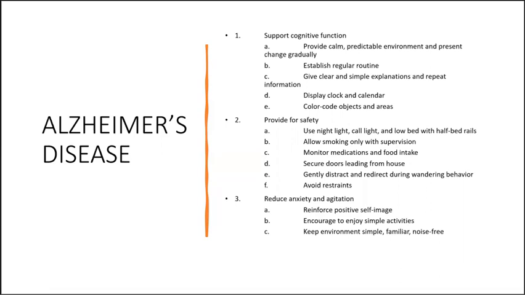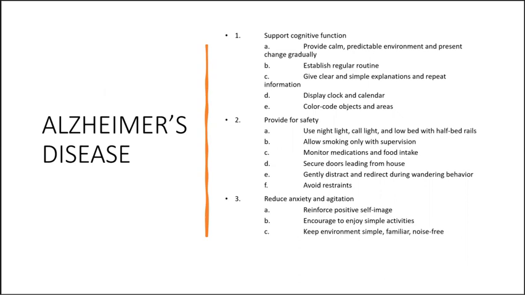Have a clock and calendar to keep reorienting this patient to place and time. You can even color code objects and areas so that he's able to remember them based on the color markings on them. Again, because of the confusion and the forgetfulness, you want to provide for safety. Use night lights, put a call light within reach so he's able to call for nurses. Have the bed set at a low level with half bed rails, so that you keep him safe.